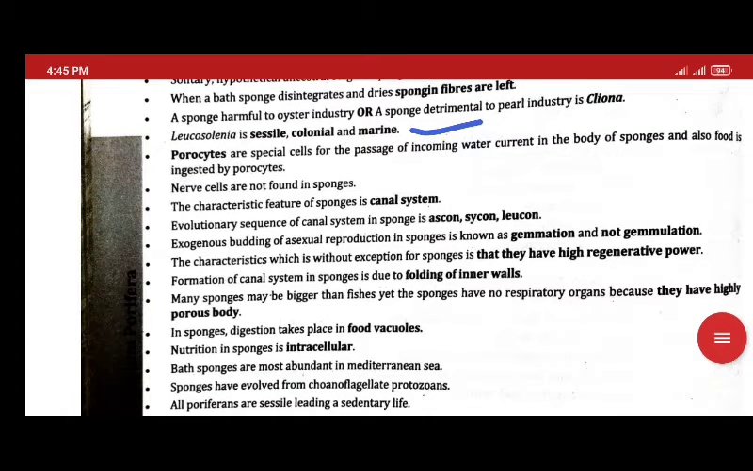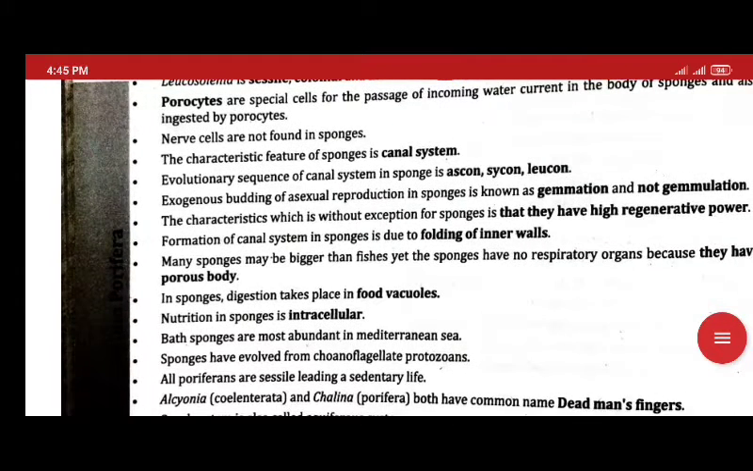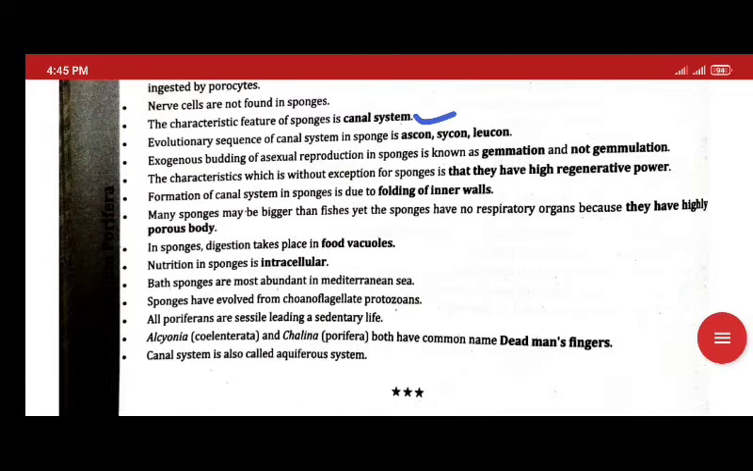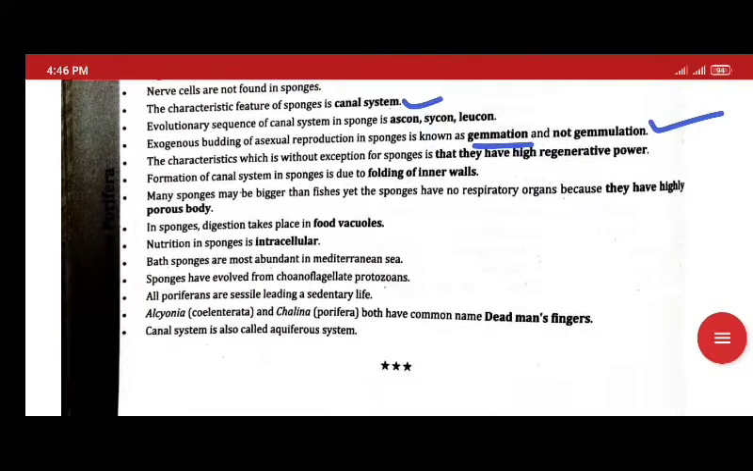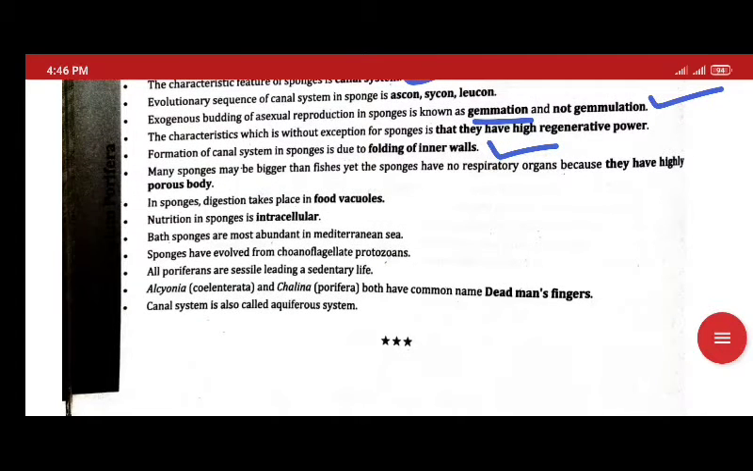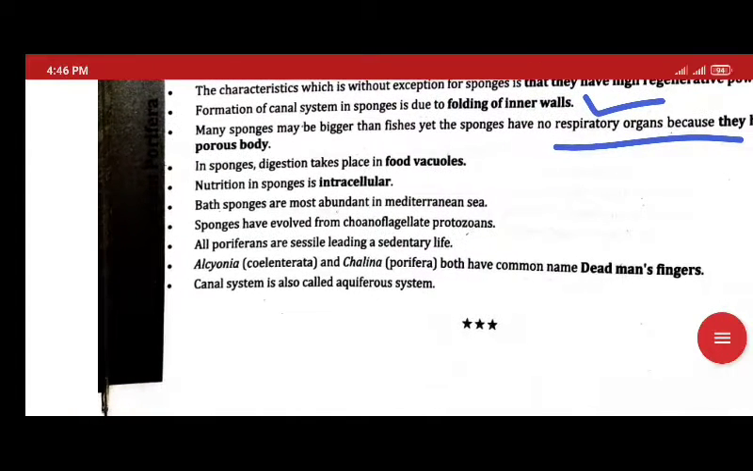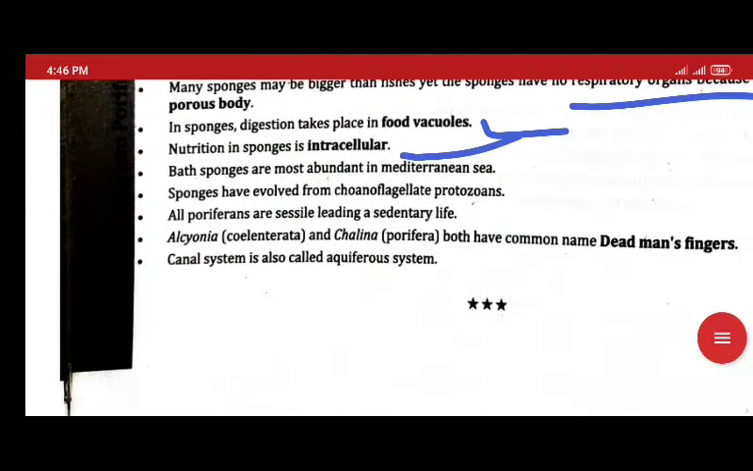Now porocyte means pore bearing, and also for food ingestion and food out. Now sponge main feature is canal system and collar cell. We have got exogenous budding, gemmation, not gemmulation. It is gemmation, exogenous. Formation of canal in inner wall is right, choanoderm. Now no respiratory organs it has got. Sponge digestion takes place in food vacuoles, and all is intracellular within a cell. Now sponges have evolved from choanoflagellate protozoans, and canal system is also called aquiferous system.